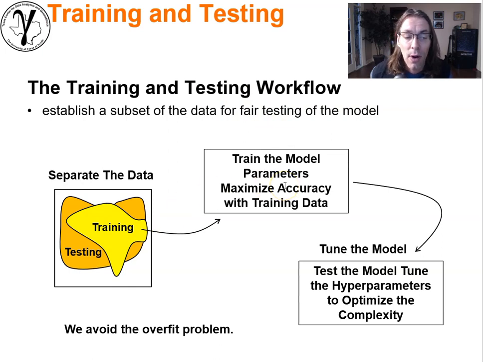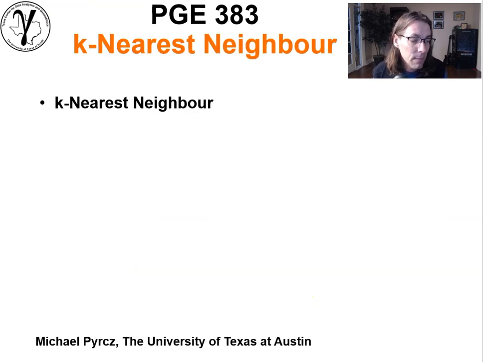We train the model parameters to maximize the accuracy. At this stage, we'll train a set of models of variable complexity, and then we'll select or tune the parameters that control complexity based on optimizing that complexity with regard to match or accuracy with the testing data. That protects us to some degree from overfit.